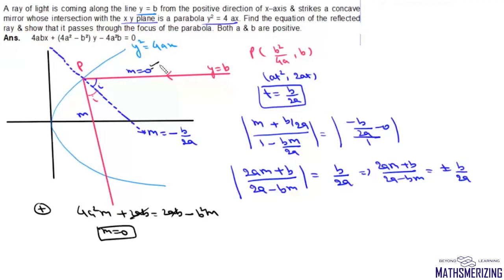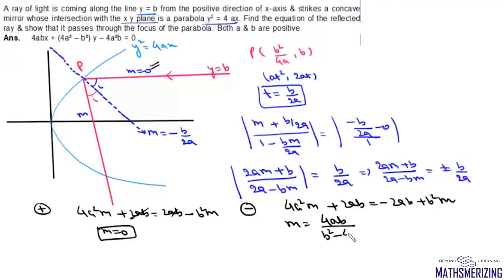So m equals 0 represents the equation of the incident ray and not the reflected ray. So we'll have to take the minus sign. Then we'll get the condition 4a square m plus 2ab equals minus 2ab plus b square m. So we can write m as 4ab upon (b square minus 4a square). So now we have the slope of this reflected ray.